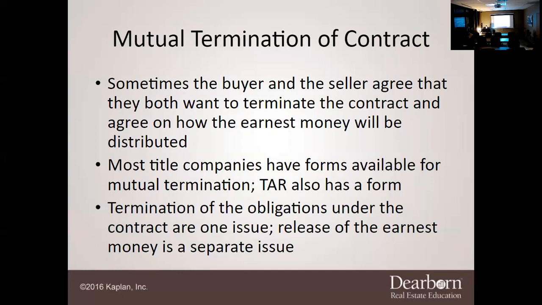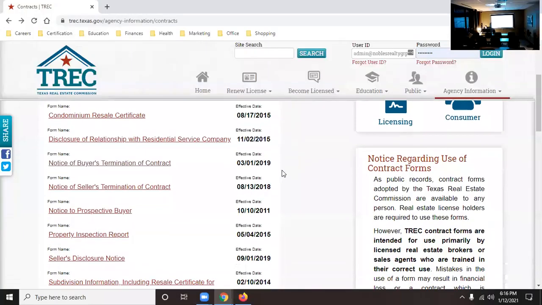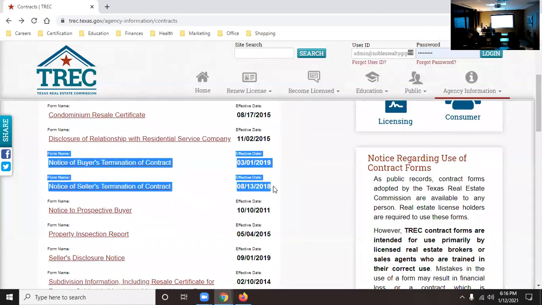So, I will come back over here to show you. I keep grabbing that wrong thing every time. Move that back over here. You notice right here, there are 2 spots in regards to termination. There is the buyer's termination of contract, and there is the notice of seller's termination of contract. Okay, both parties can terminate the contract. Both parties are welcome to terminate the contract.